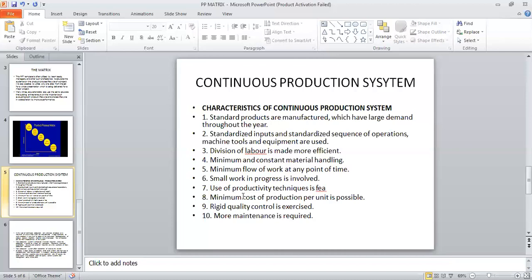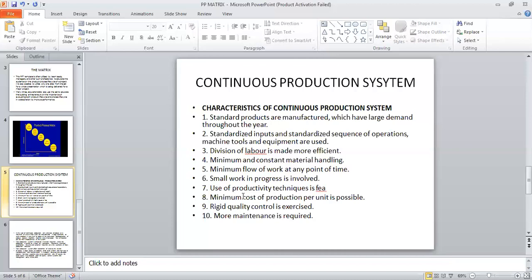It means that we need more material handling equipment. Here I have written that more material handling equipment is required because we are producing, number one, in bulk, number two, in volume, and third, in a standardized manner. Then we need a minimum flow of work. A minimum flow of work means we have decided the sequence from department A to E. So the flow of work is at a given point of time.